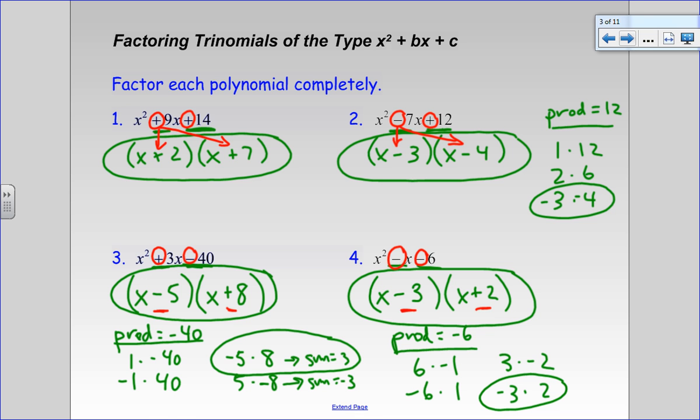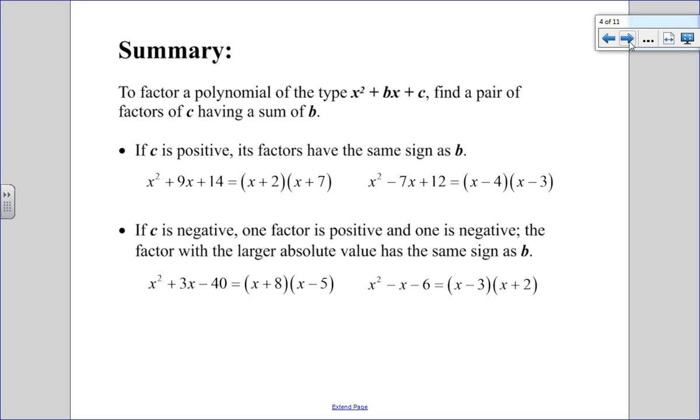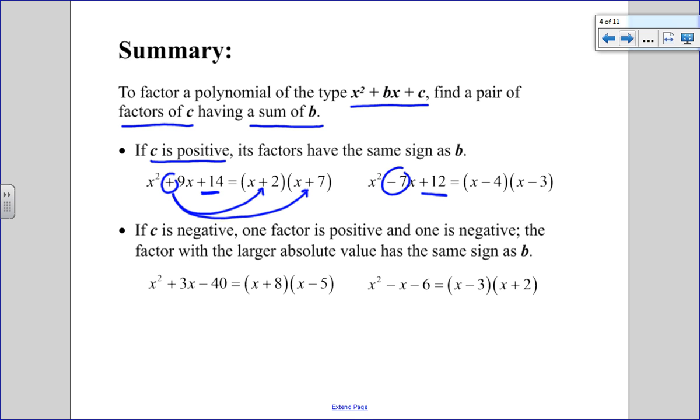To summarize all this, to factor a polynomial of the type x squared plus bx plus c, we're looking for a pair of factors of c, two numbers that have a product of c but that have a sum of b. If c is positive, if that constant term is positive, then the factors have the same sign as b, as we saw from those first two examples.